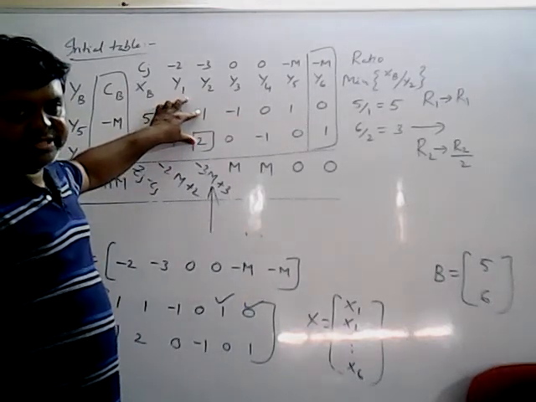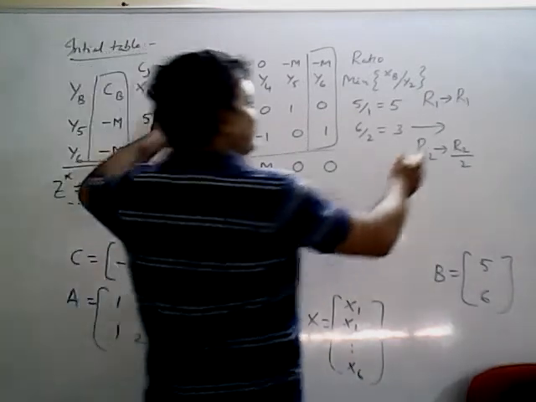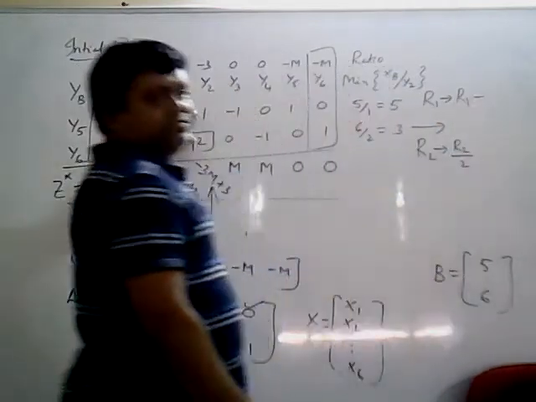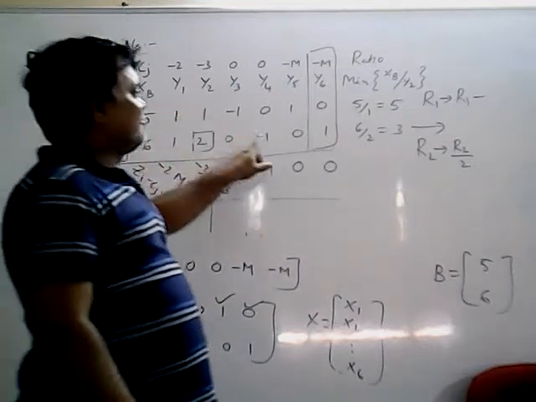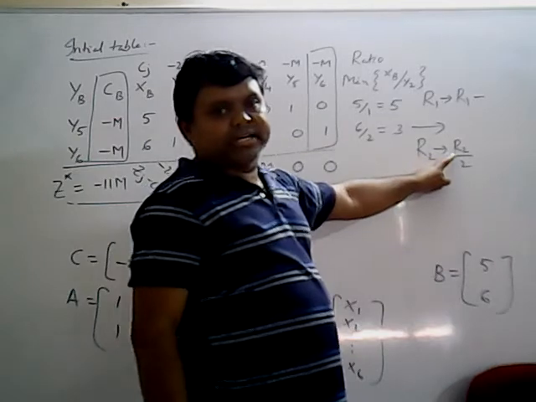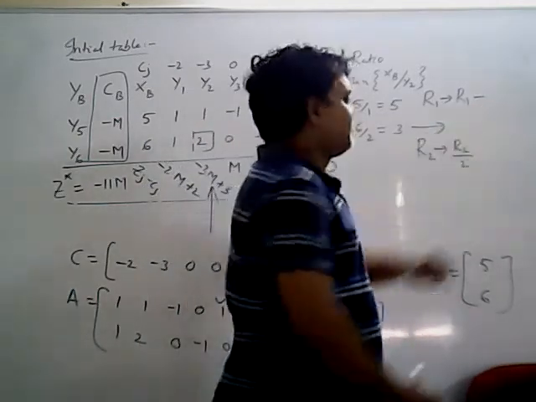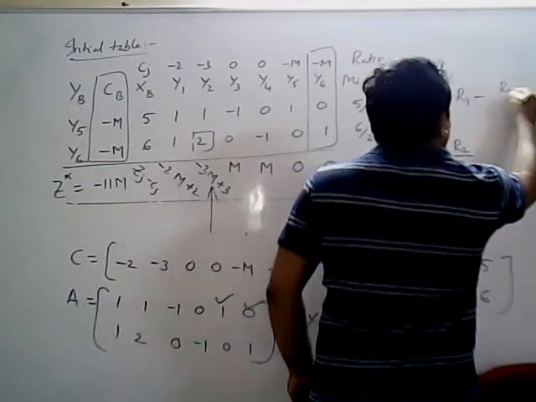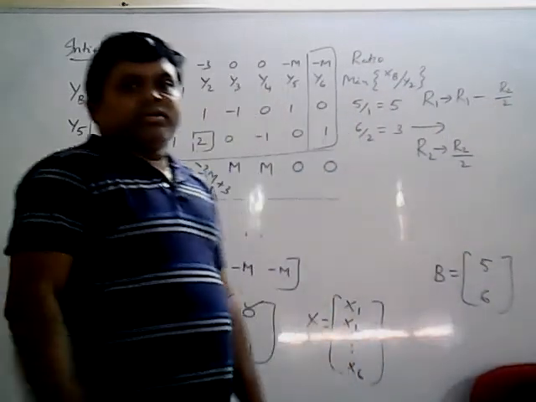Now, same signs or opposite signs? Same signs. Same signs means what you have to do? You have to put minus. Next, whatever may be the key element operation, that should be copied here. Copied here means what is it? R2 by 2.